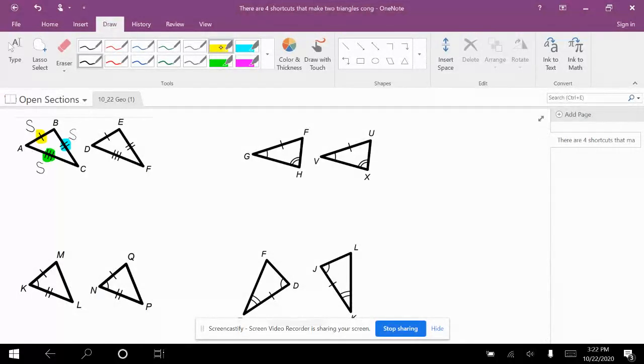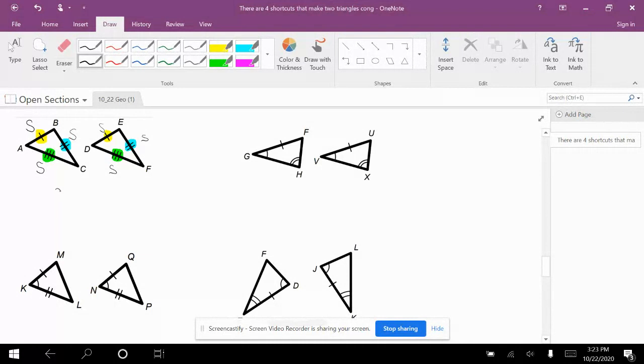The other diagram has the same marks. La otra diagrama tiene la misma marcas de congruencia. We have 1, and then we have 2 tick marks in blue, and we have 3 tick marks in green. So all of these are sides. Todos esos son lados porque las marcas de congruencia están arriba de los segmentos.